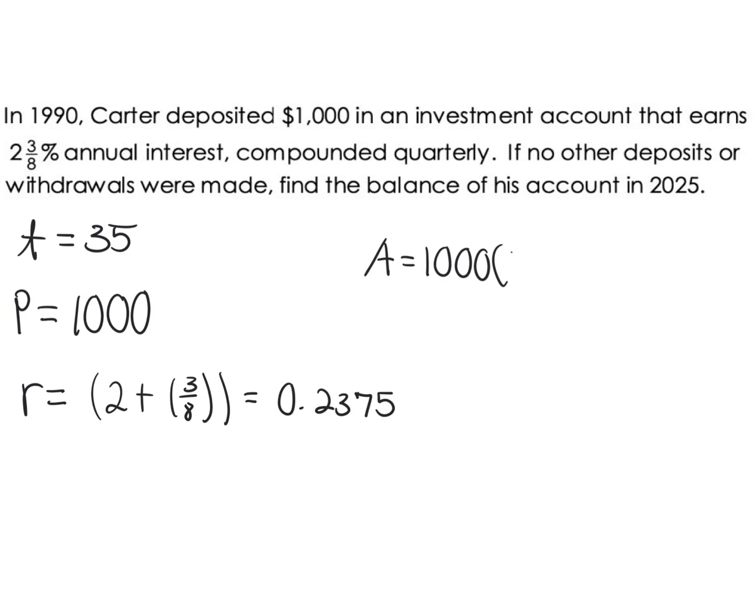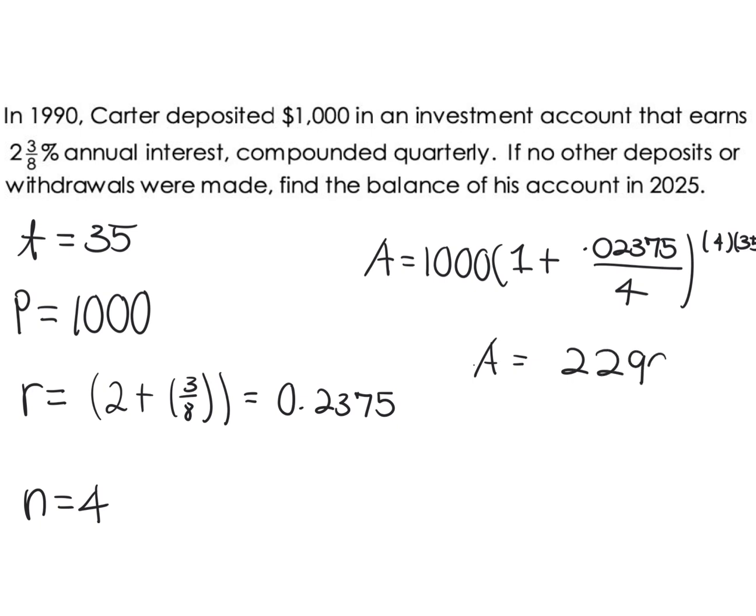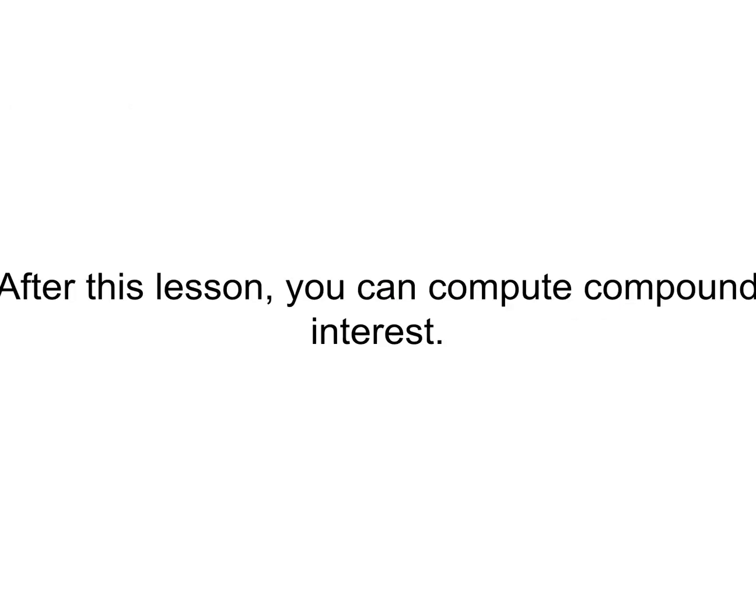So your amount would be 1,000 times (1 plus 0.02375), compounded quarterly. So the number of times per year is 4. And then this whole thing is going to be raised to the power 4 times 35. This will end up being $2,290.55. So after this lesson, you should feel comfortable with computing compound interest given the information provided.